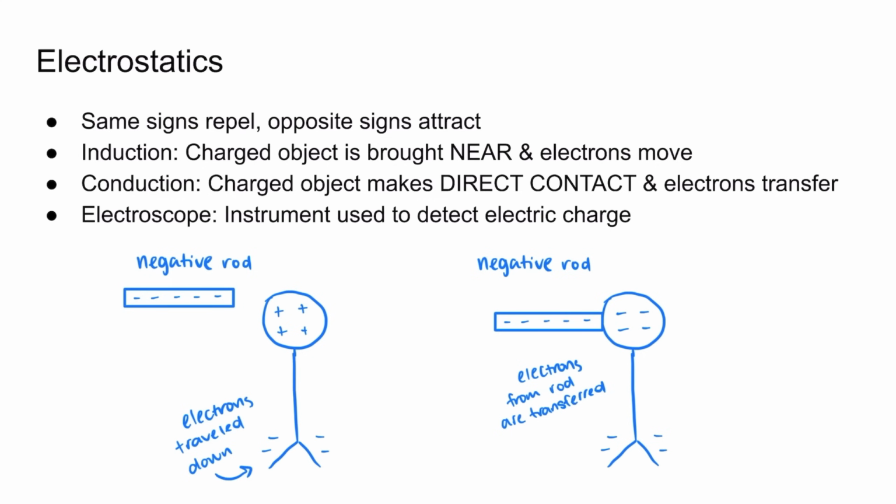Induction is when a charged object is brought near a neutral object like an electroscope, and the electrons in the electroscope move based on the charge of the charged object. So to simplify this, if I bring a negatively charged rod near the head of a neutral electroscope, all the electrons are going to move down towards the bottom of the electroscope away from the rod because same signs repel. Conduction is when a charged object makes direct contact with something and the electrons will physically transfer over to that object. Also, an electroscope is an instrument which detects electric charge.